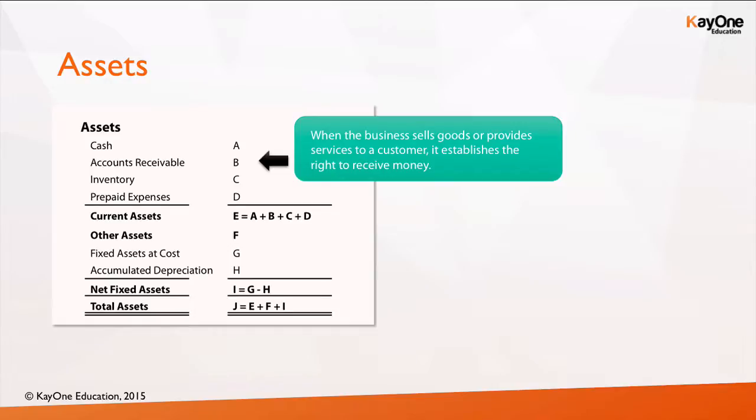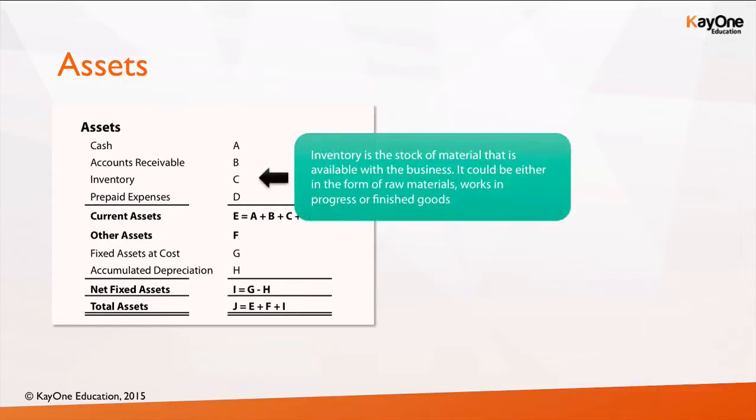So accounts receivable represents the right to receive money from customers for goods or services already provided to the customer before the balance sheet date. So we have cash. The second one is accounts receivable. The third one is inventory.